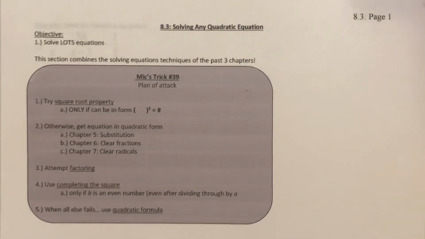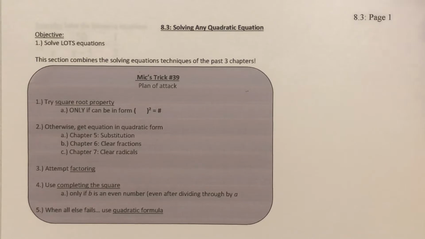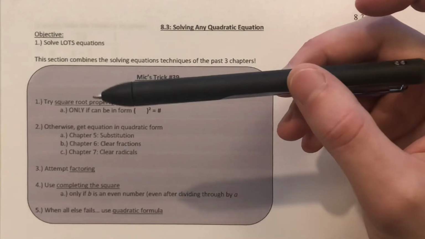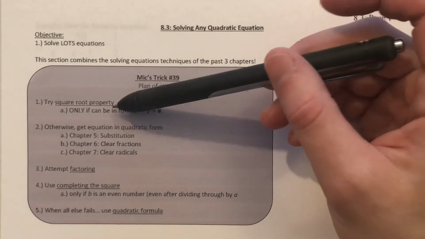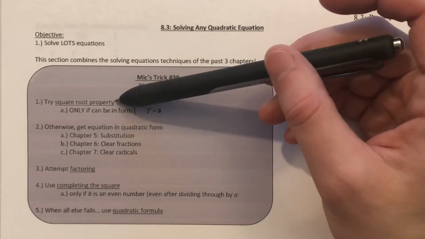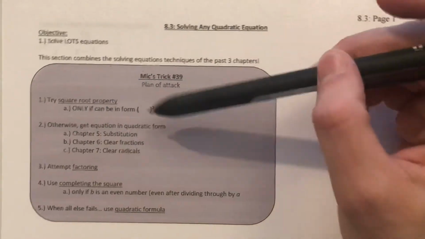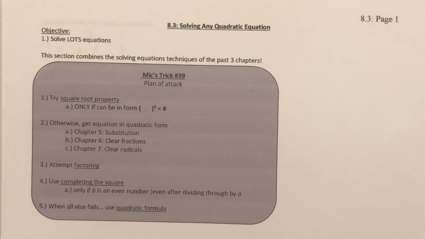So section 8.3 is where we bring pretty much the last 4 chapters together in terms of all sorts of equations we've learned how to solve. And a bit of an overall checklist of sorts of the different methods that we've learned. So it turns out that because of that very specific form we were looking for with the square root property, that will be the very first thing I suggest that you look at.